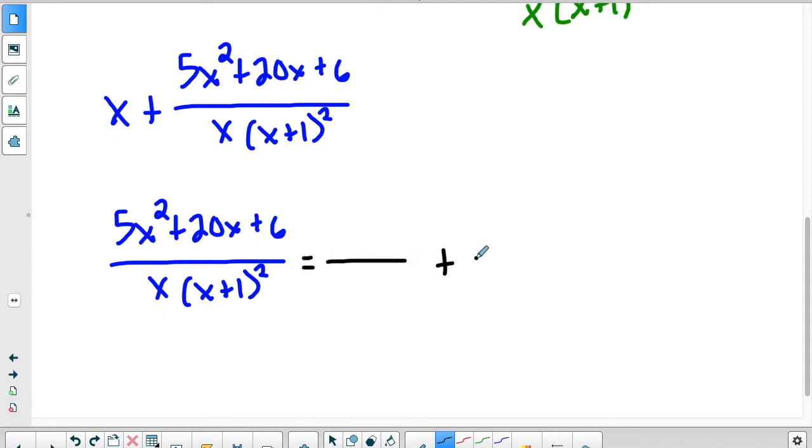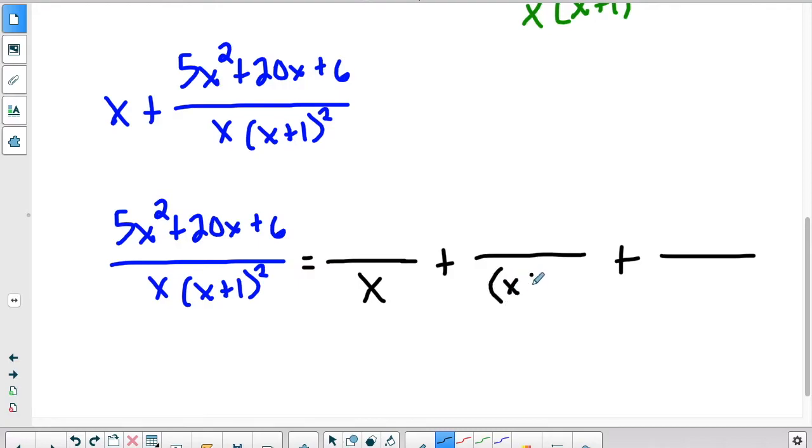Now, up to this point, we've been doing 2. We've had at least 2 fractions that we're adding together. Here, we're going to have 3. And we'll see why that is here. So we're going to have 3. Now, one of the factors of the denominator is x.